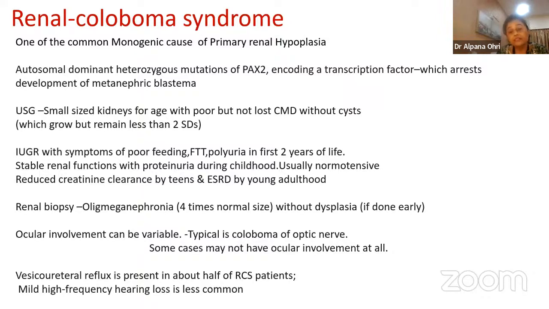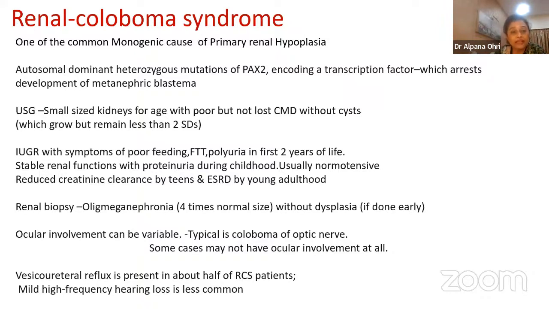This is because this is one of the common causes that we have encountered of primary renal hypoplasia. Otherwise, as I've said before, primary renal hypoplasia per se is not a very common entity. It is usually happening with dysplasia. It's hypodysplasia, which is seen most commonly. But this is one disorder where there is primary renal hypoplasia and it has a monogenic etiology. It is secondary to heterozygous mutations in PAX2, and autosomal dominant kind of inheritance is seen.